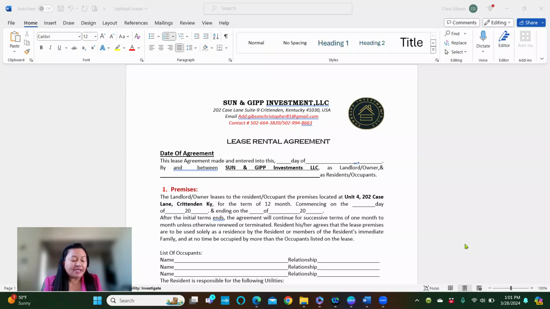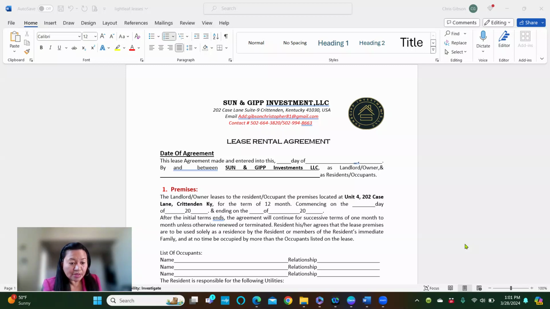It's all about understanding the lease rental agreement. This is for educational purposes only. We all know that state laws vary, and certain provisions in these sample forms may not be enforceable in every state.